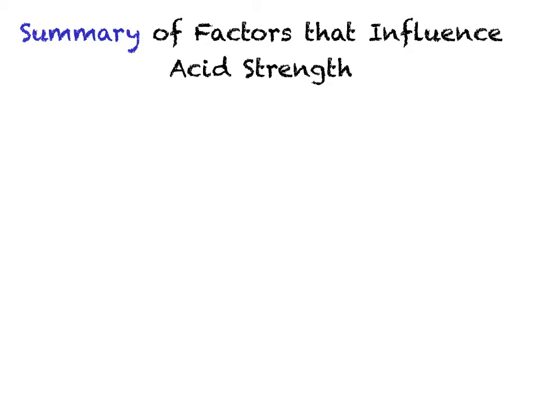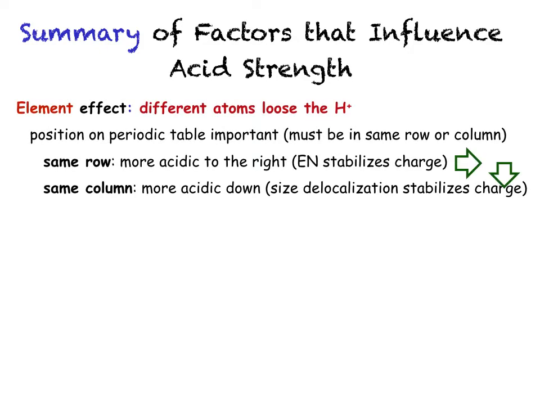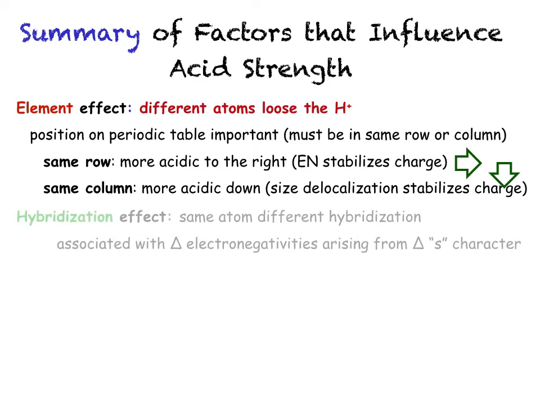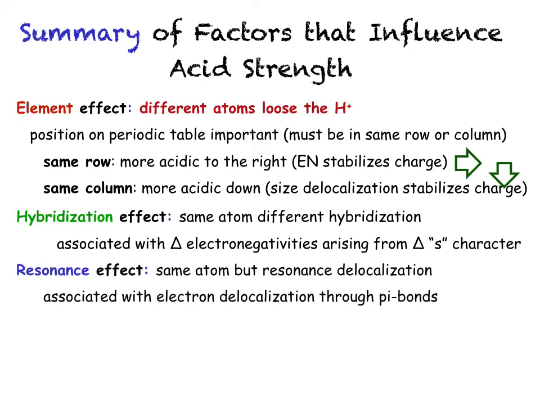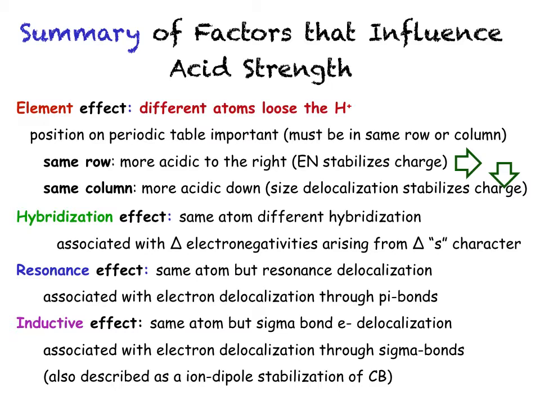So let me summarize the factors that influence acid strength. There's the element effect, and this has to do with comparing the acidities of acids that are in the same row or the same column. There's a hybridization effect. This is comparing acids where we're losing a proton from the same atom, but the atoms in the two examples of the acids are different hybridizations. There is the resonance effect. This has to do with stability of the conjugate base associated with resonance stabilization. All of these have to do with stabilities of the conjugate bases. And the inductive effect, this has to do with the stability of the conjugate base due to electron delocalization because of electron withdrawing groups through the sigma bond networks.